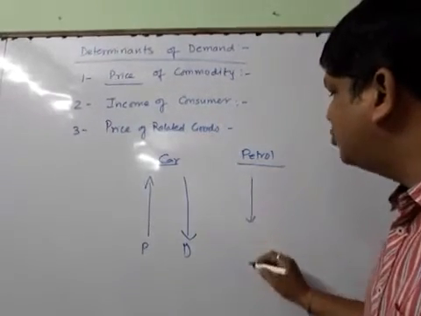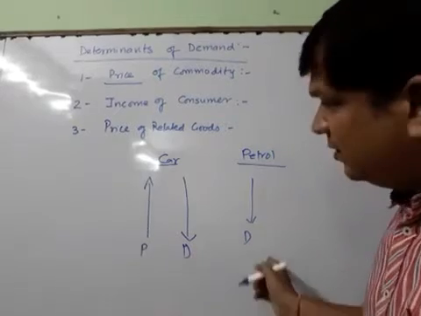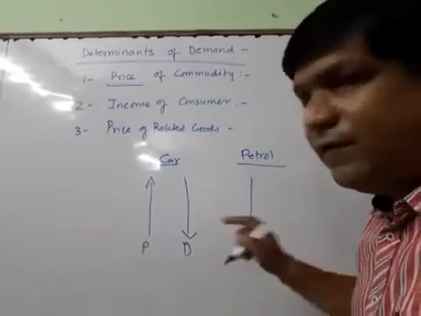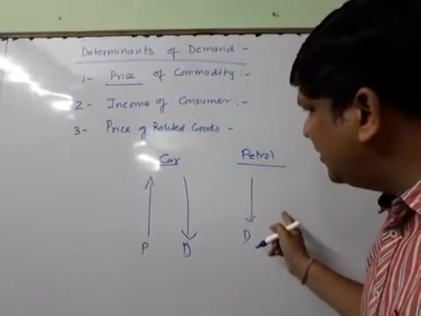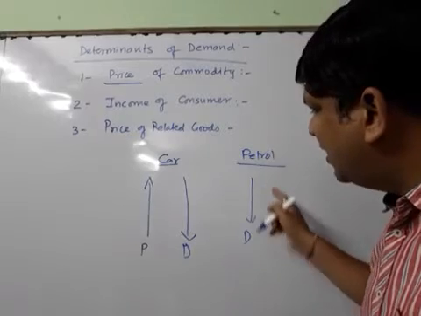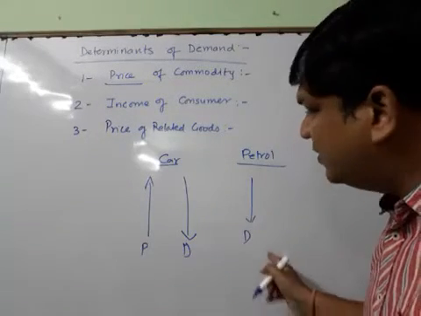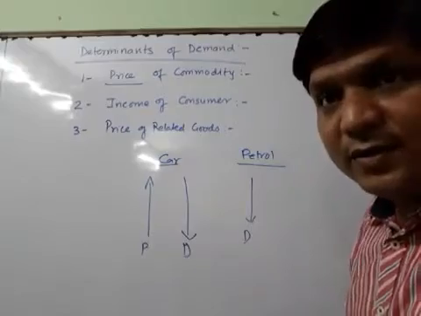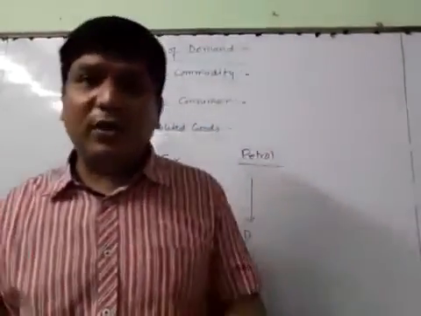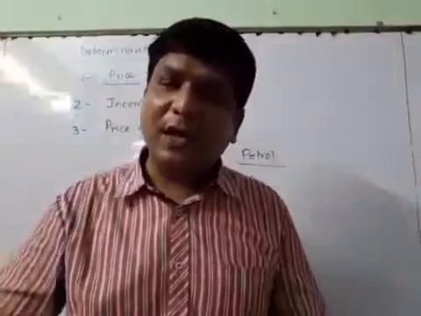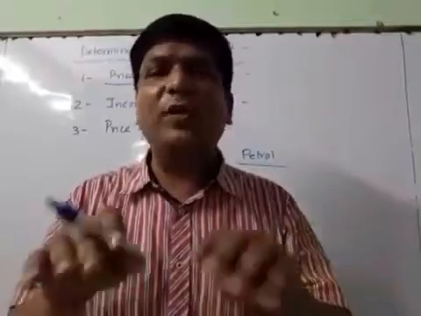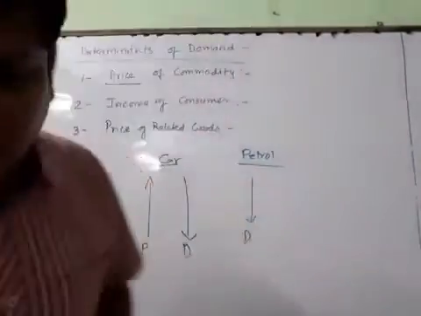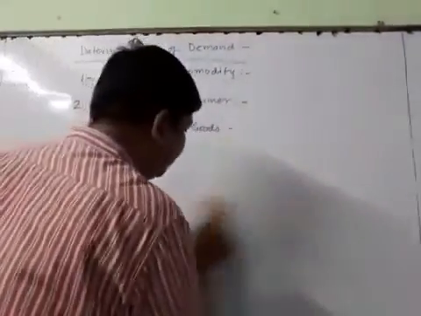Why? The demand for petrol will decrease because there is a fall in the demand of car. There was no change in the price of petrol, but still the demand for petrol decreases because there is an increase in the price of car. Since car and petrol are used together, when the demand for car decreases, the demand for petrol also decreases because they are complementary to each other. So this was the third point, price of related goods.